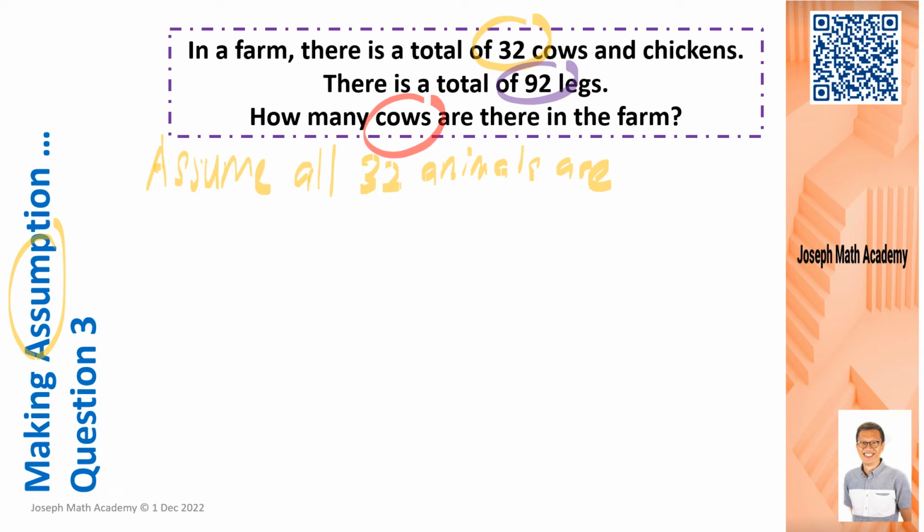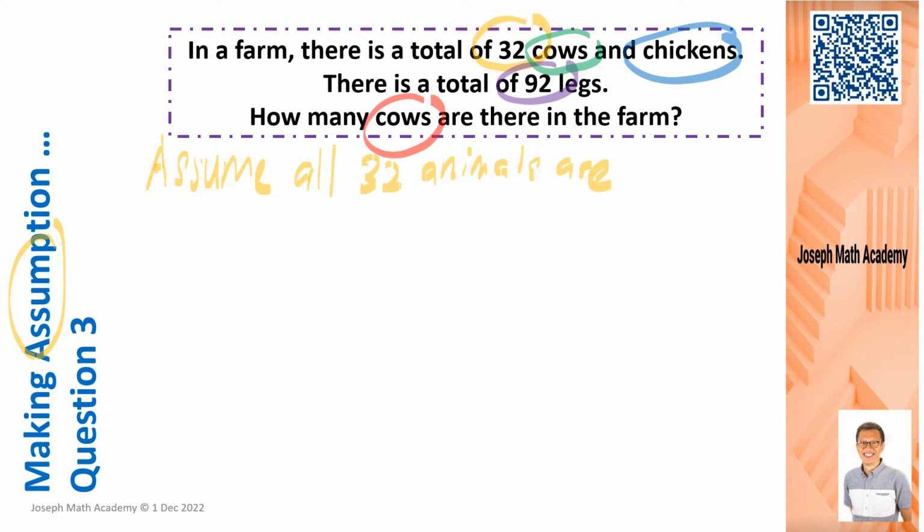Because there are two different quantities here. You have cows, you have chickens. So there are two quantities here. So assume means we are pretending all the animals are cows, or we are pretending all the animals are chickens. That's what making an assumption is all about.